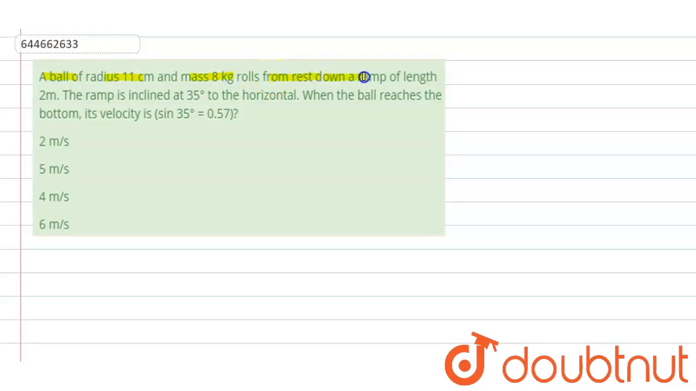Hello students, so the question is, a ball of radius 11 centimeter and mass 8 kg rolls down from rest down a ramp of length 2 meter. The ramp is inclined at 35 degree to the horizontal. When the ball reaches the bottom, its velocity is.